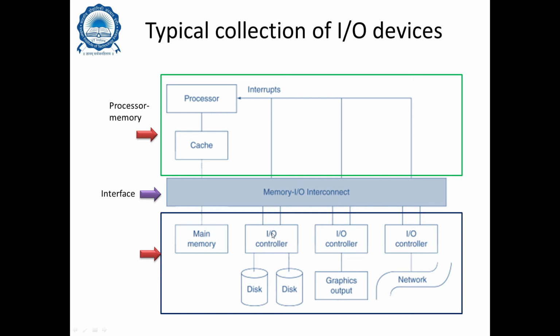and the IO controllers are there for the IO devices such as flash disk, graphic output, and networks. Each of these has its own IO controller, and together with the main memory, they all connect with a common bus which is connected to the processor, and this is the bus that is actually sending the interrupt signals to the processor. And of course we have a cache. The cache is also connected through the bus to the main memory. So the memory IO interconnect is the interface between the IO devices and the main processor memory on the top.